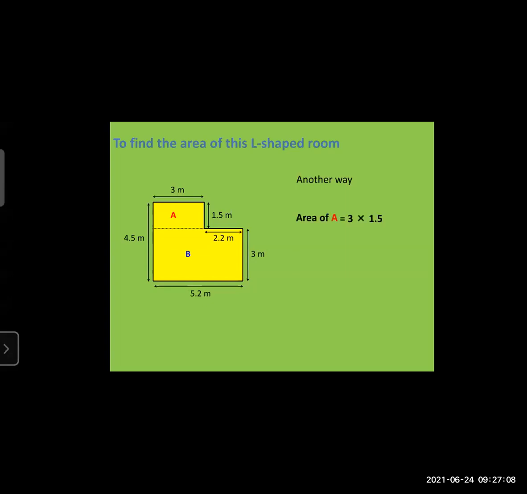So area of A, 3 into 1.5, we get 4.5. Area of B, 5.2 into 3, 15.6. And then find the total. 4.5 plus 15.6 is equal to 20.1 meter square. Okay. So in this way, you can easily find the area and perimeter of any shape.